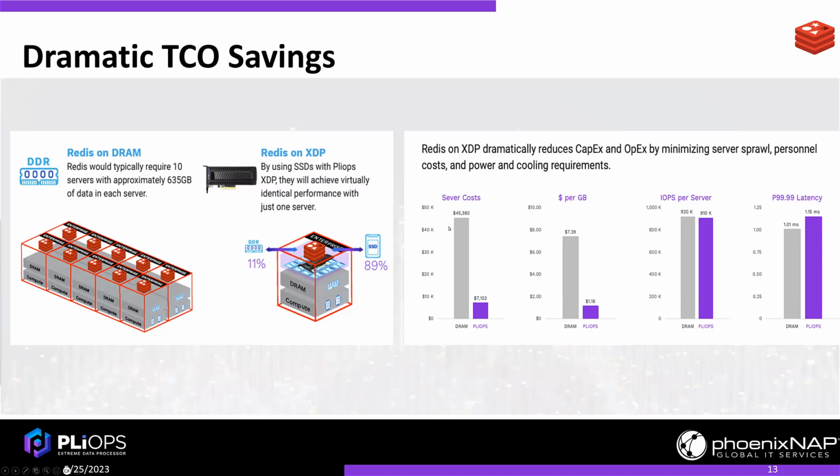So the server costs, and these are arbitrary, it's just the ratio that counts, went from $45K to $7K. Per gigabyte, it went significantly down from $7.39 to $1.16. IOPS per server remained very, very close, even though we introduced a significant amount of flash. And the way that works is not everything needs to be served out of flash. A good amount of data, hot versus warm, still stays in DRAM. And latency, again, is very compatible with a full DRAM solution.